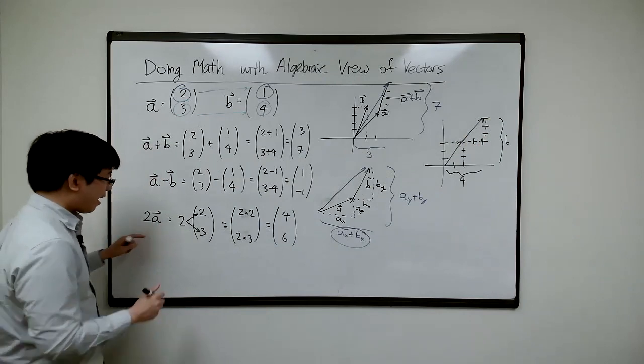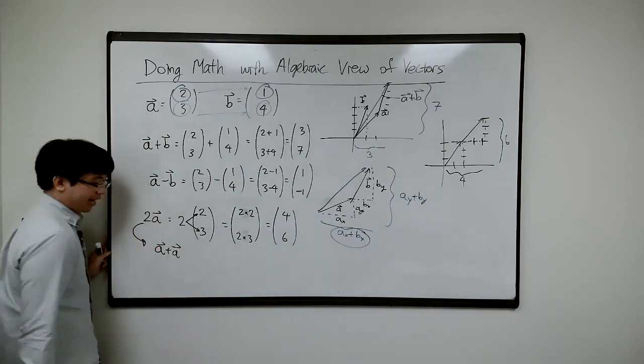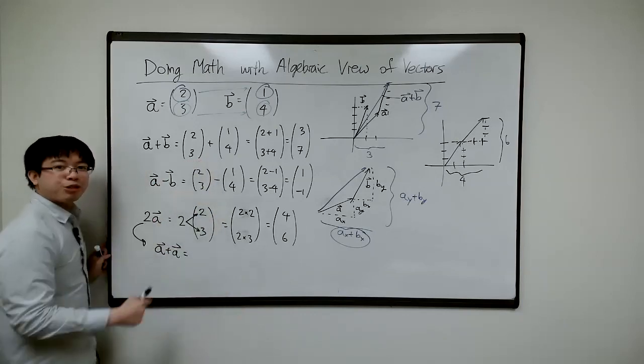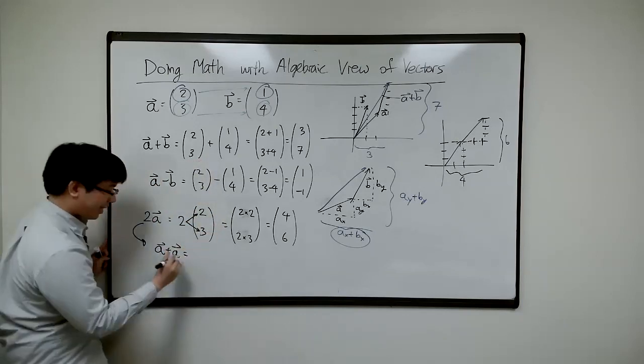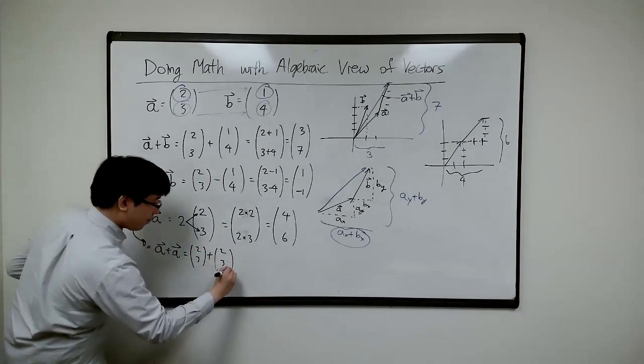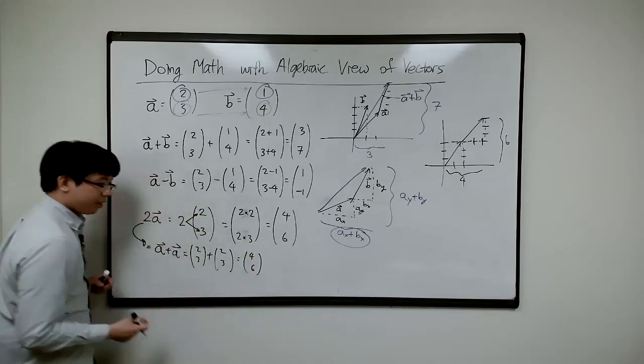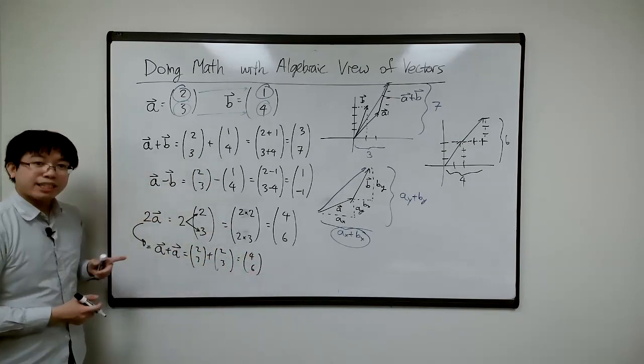Because we know that 2 times a is just the same as a plus a added twice, and we already know how to do it algebraically. We don't need to do it geometrically. So that is 2, 3 plus 2, 3. Well, of course, that's 4 and 6. So I'll let you convince yourself in general that's true.